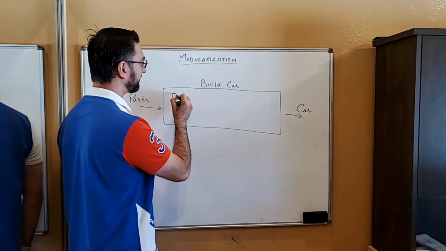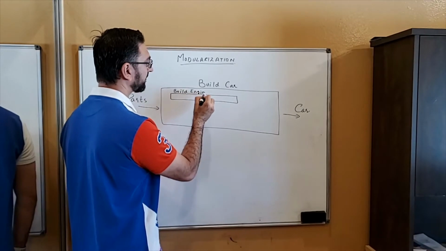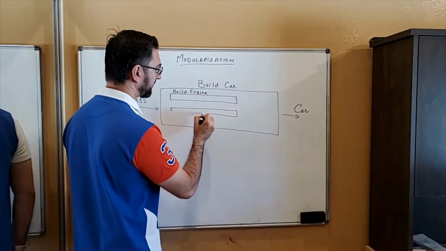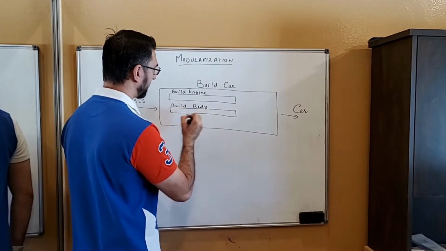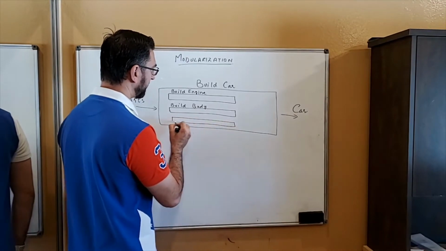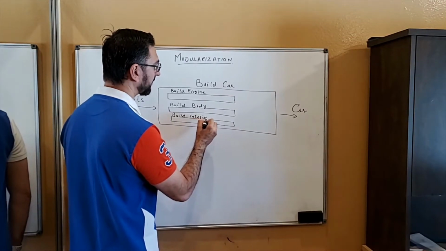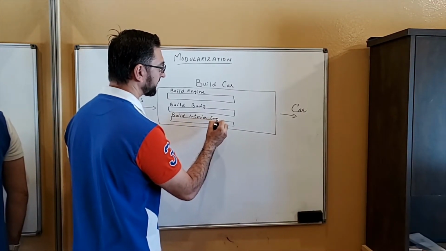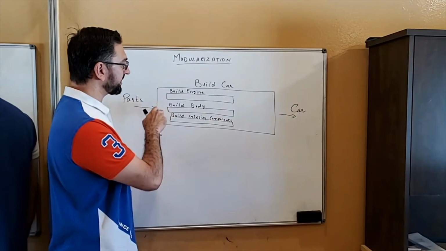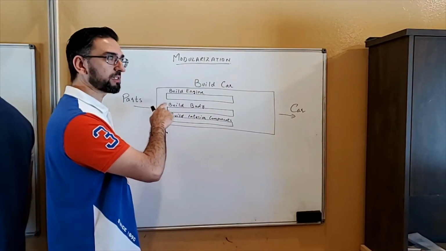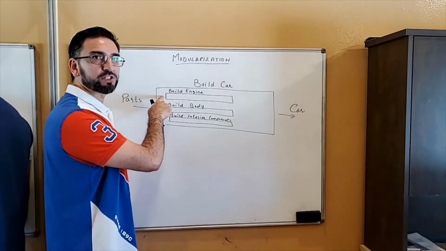So, for example, we have an assembly line inside for building the engine. We have another assembly line for building the body. And yet we have a third assembly line, which is probably, let's call it, build interior parts or components, right? So somebody who's working on building the engine doesn't need to worry about how the body is built. He doesn't need to know how the interior components are built. He only needs to focus on building an engine.